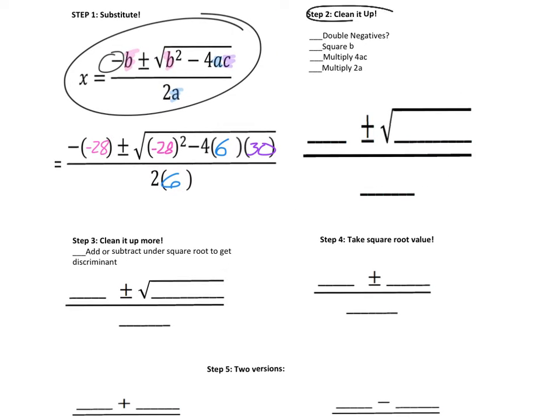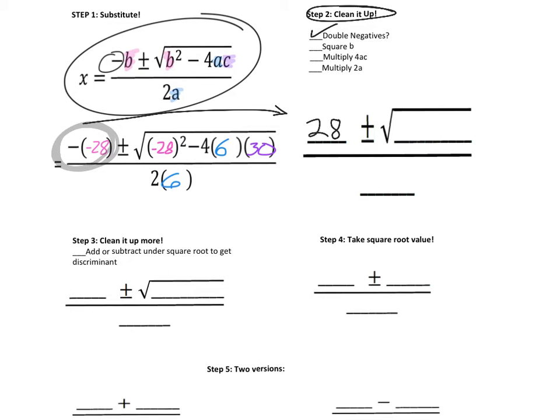My step 2 is going to be we're going to clean it up, simplify it a little bit. First thing I need to look for is, do I have any double negatives? Why, yes, as a matter of fact, I do have some double negatives, right? Because this negative 28, if I simplify it and move it over here, now it's going to become a positive 28. So that part's taken care of.